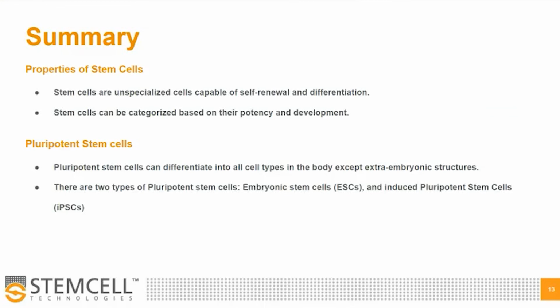So, in summary, stem cells are unspecialized cells capable of self-renewal and differentiation. They can be categorized based on their potency and development. Pluripotent stem cells can differentiate into all cell types in the body except extraembryonic structures. And there are two types of pluripotent stem cells, embryonic stem cells, or ESCs, and induced pluripotent stem cells, or iPSCs.